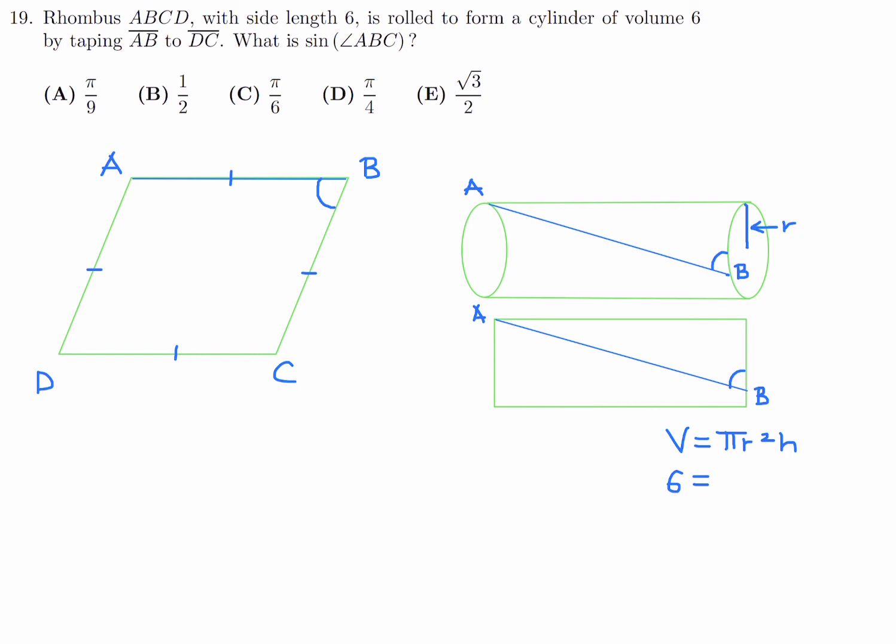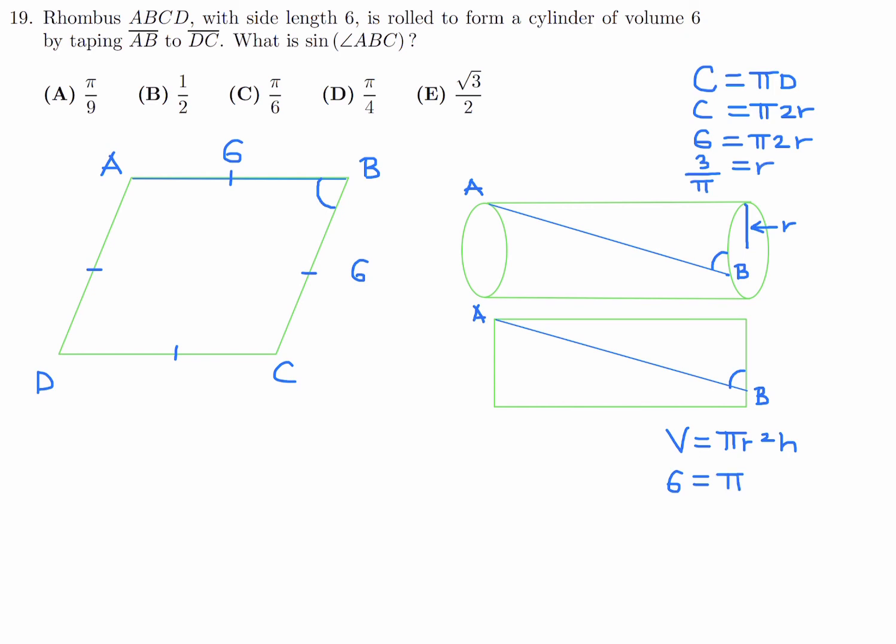Now, how do we figure out r? Well, this whole thing is the circumference, and that circumference was created basically by folding this. So that circumference is the same length as BC. Circumference is equal to pi times diameter, which is pi times 2 times the radius. And the circumference in this case is equal to BC. And BC is 6 because this rhombus had side lengths of 6. So this will allow me to solve for r. So r is basically 3 over pi.